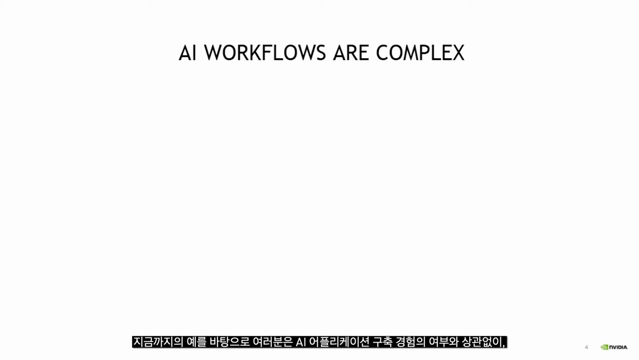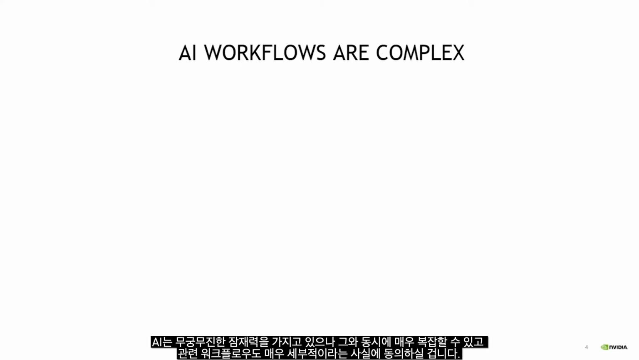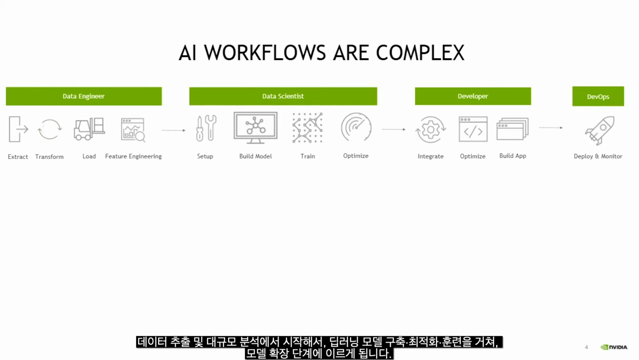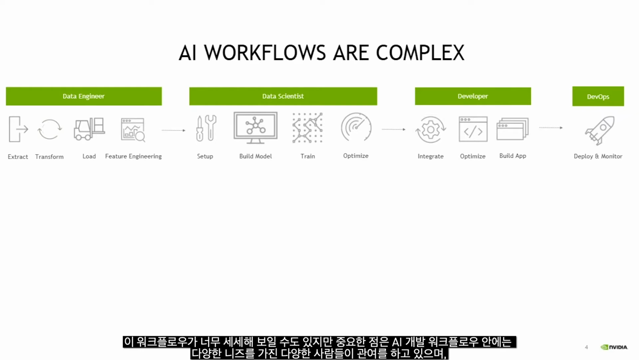But to think about how this whole thing comes together, right? If you've never built AI applications before, or you're actually building AI applications, the understanding here is that there's amazing power in AI, but AI can also be very complex and the workflows are very detailed. This isn't just a representation of what one workflow could look like. So you start with extracting the data and doing large-scale data analytics. You go into building, training and optimizing the deep learning models. Then you have to amplify that model, build an application around it, and then eventually deploy it.